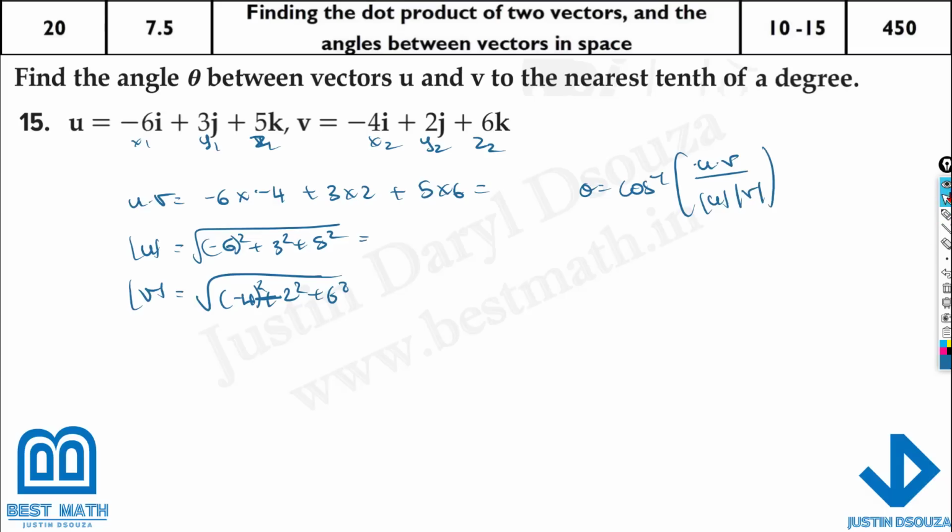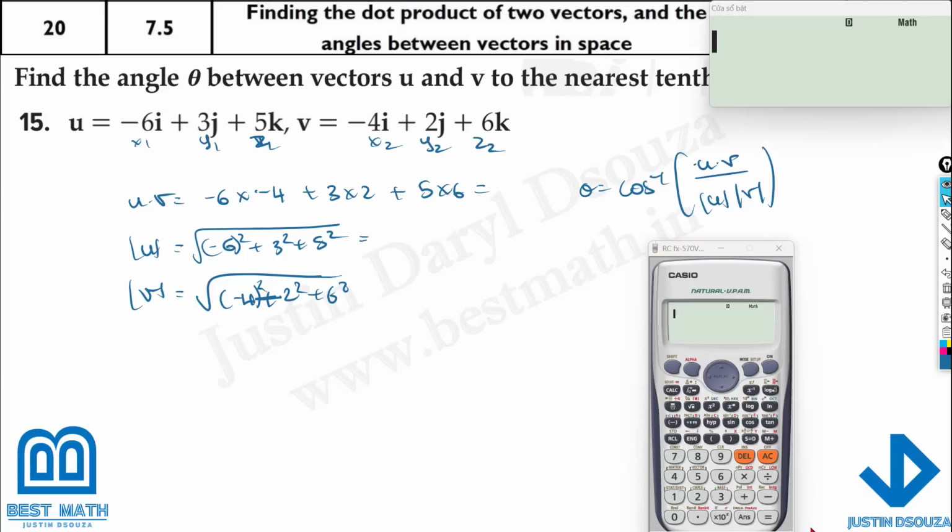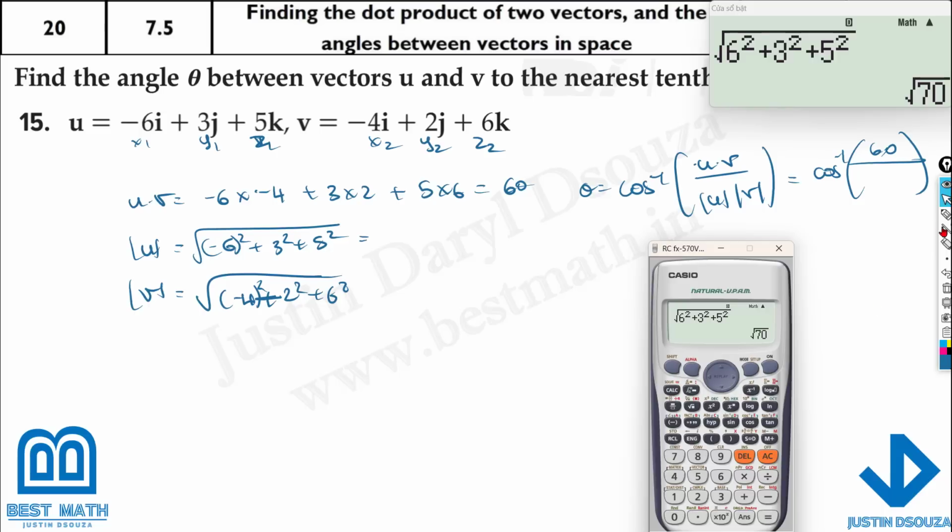That's the answer. So here what I will do is just put this all in the calculator and substitute in the final formula. Dot product minus 6 times minus 4 plus 3 times 2 is 6, plus 5 times 6 is 30. Here we go, answer is 60. That's the first one. So this is going to be cos inverse of 60 divided by, what is the square root of 6 squared plus 3 squared plus 5 squared? It is square root 70. And lastly, we have square root of 4 squared plus 2 squared plus 6 squared.